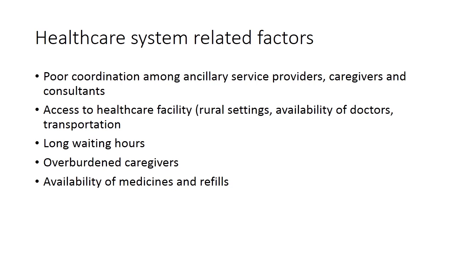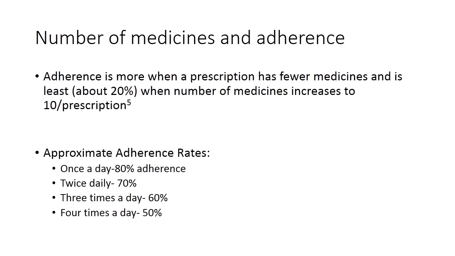Healthcare system related factors also are determinants of adherence. Poor coordination among the ancillary services, caregivers and consultants, access to healthcare facility, rural setting, availability of doctors, transportation, long waiting hours, overburdened caregivers, and availability of medicines in time.